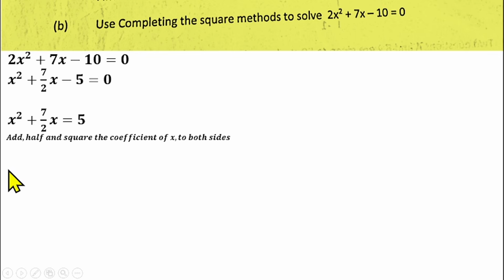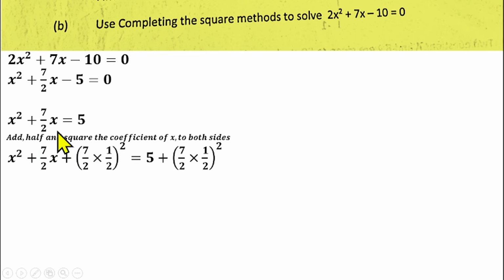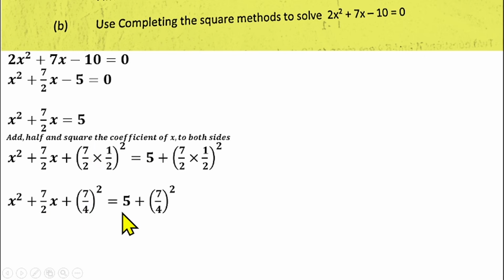So if you add it to both sides, you'll be having x squared plus 7/2x plus what you did here, which is 7/2 times half squared. You add it to both sides. So that's what you're having here. So if you simplify this one, you'll be having x squared plus 7/2x plus 7/4 squared equals 5 plus 7/4 squared. So what do we do? We need to change this left hand side.